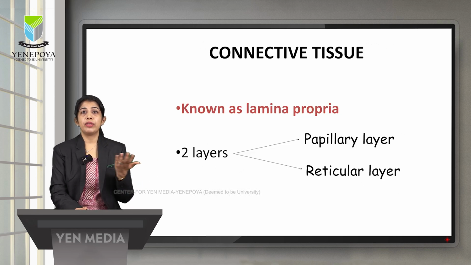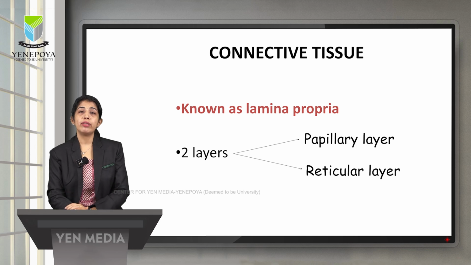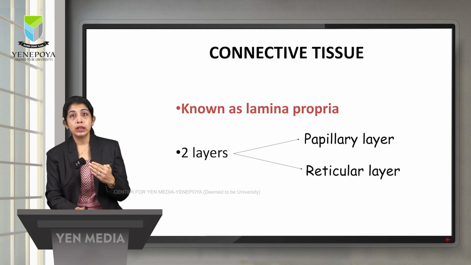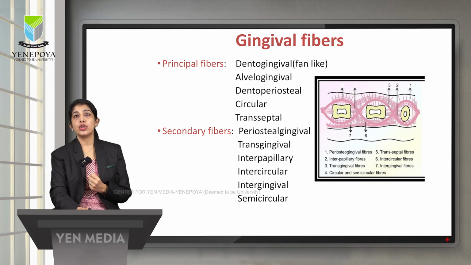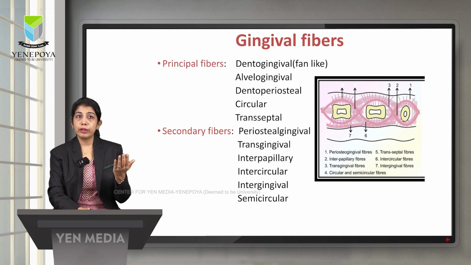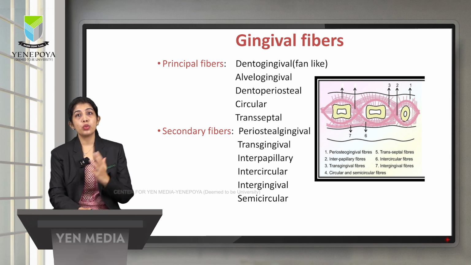After the epithelium, we have the connective tissue. The other name for gingival connective tissue is the lamina propria. There are two layers, one is the papillary layer and one is the reticular layer. The main part of the gingival connective tissue is the gingival fibers. There are principal fibers and there are secondary fibers. We just need to know from where to where these fibers run and what are their functions, right?